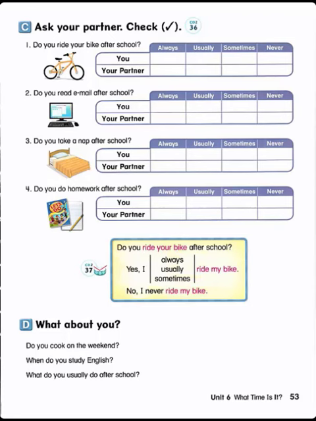Do you ride your bike after school? Yes, I always ride my bike. Yes, I usually ride my bike. Yes, I sometimes ride my bike. No, I never ride my bike.